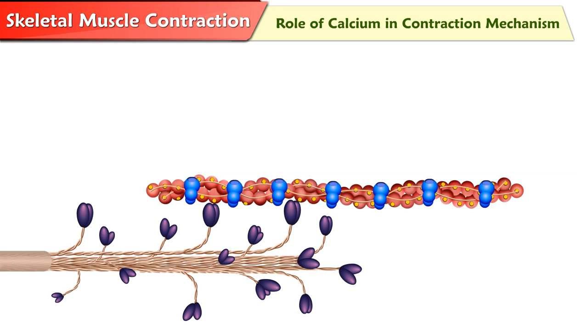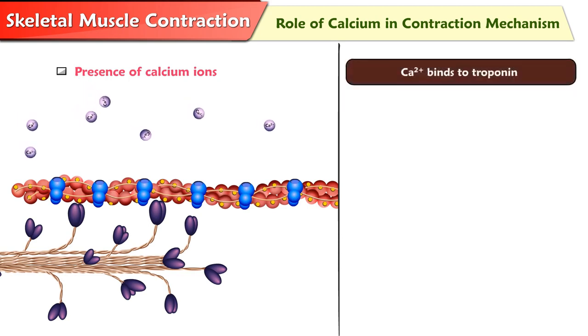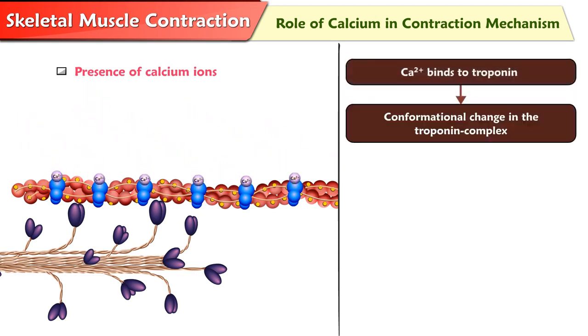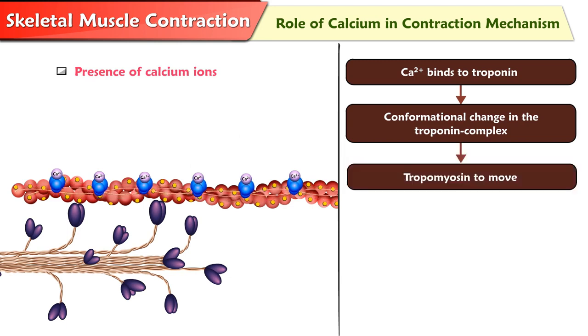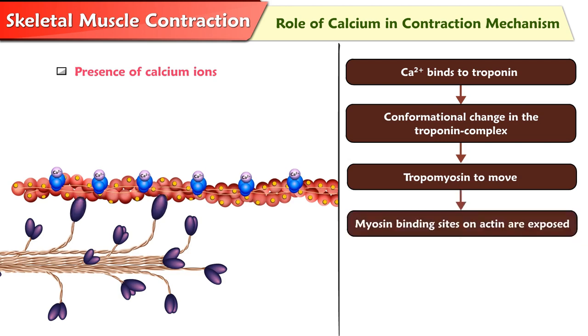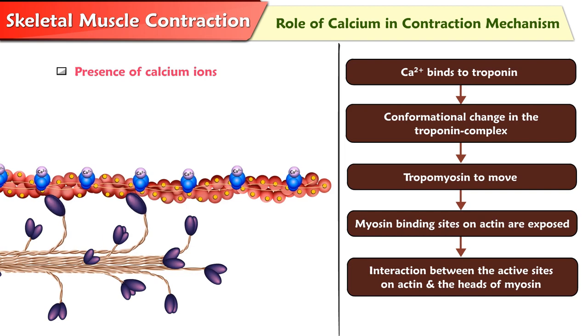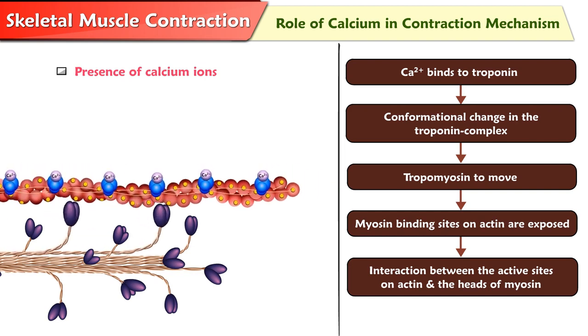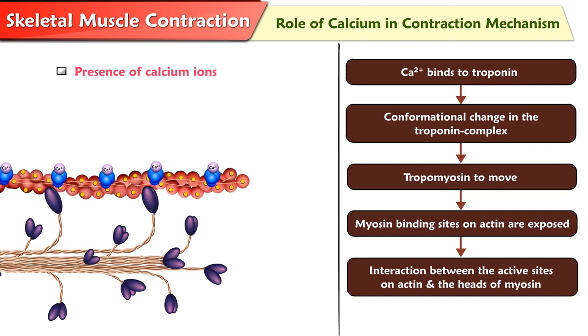The role of calcium in the contraction mechanism. In a resting muscle cell, that is, in the absence of calcium ions, tropomyosin blocks or inhibits myosin binding sites on actin. When calcium ions are present, calcium binds to troponin, causing a conformational change in the troponin complex, which causes tropomyosin to move, which opens or exposes the myosin binding sites on actin. This results in interaction between the active sites on actin and the heads of myosin.